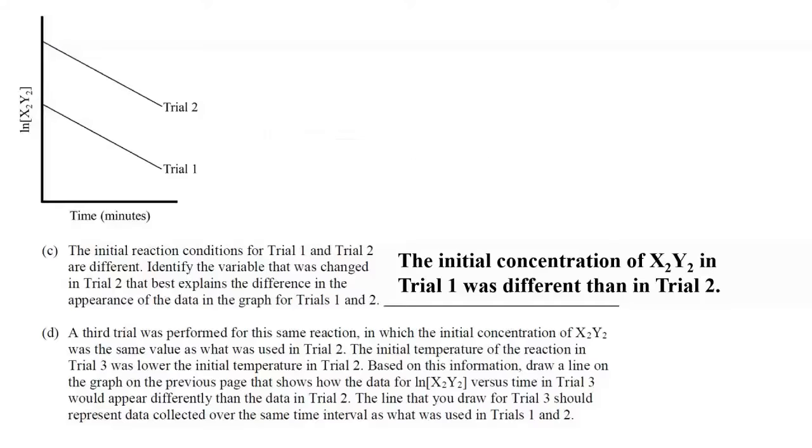All right, moving on to part D. A third trial was performed for this same reaction, in which the initial concentration of X2Y2, which is the reactant, was the same value as what was used in trial 2. The initial temperature of the reaction in trial 3 was lower than the initial temperature in trial 2. So what I'm going to do is put a dot on the graph indicating that where trial 3 should start is at that same y-intercept, because the initial concentration values were the same. But for temperature, remember that temperature does affect the rate constant, so we're going to have a different slope.